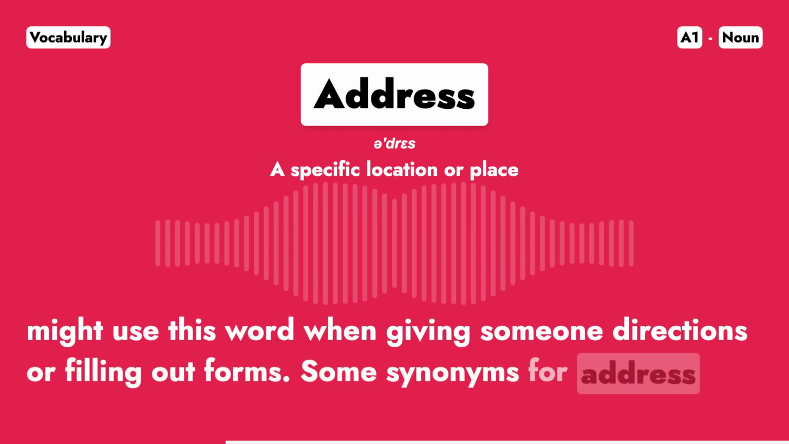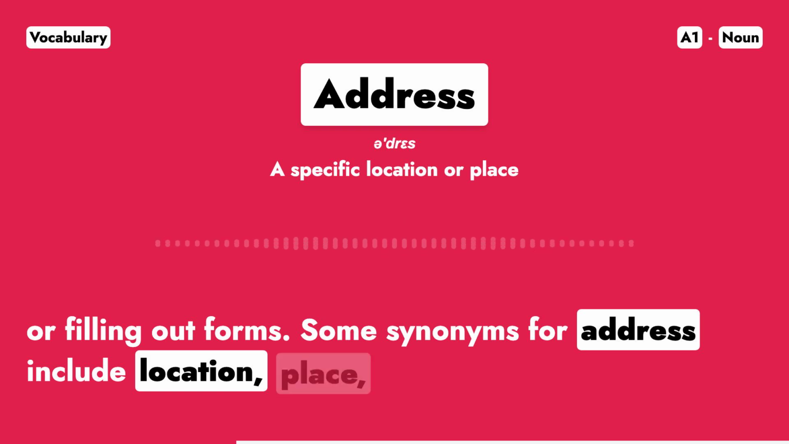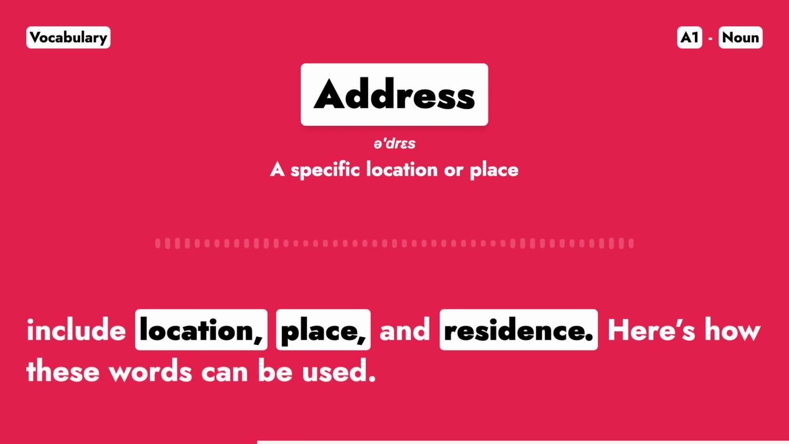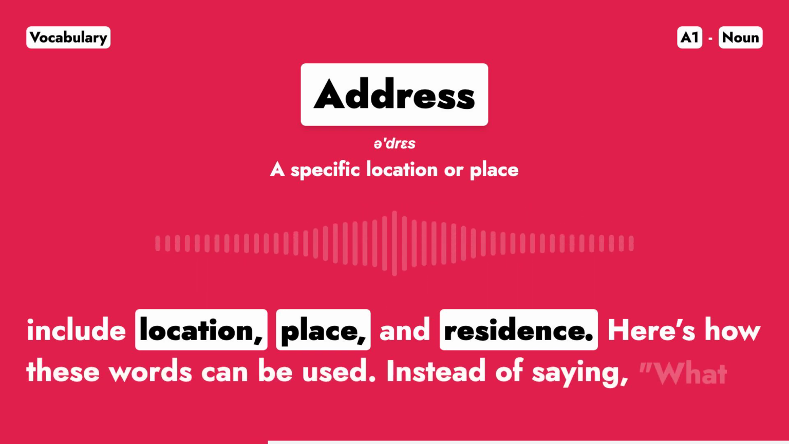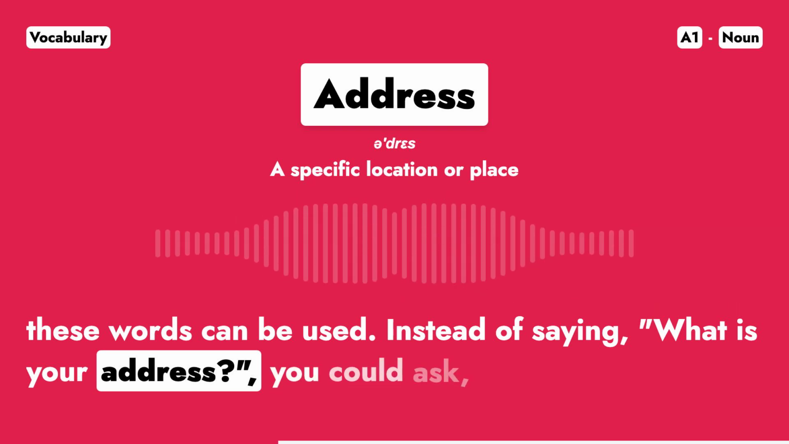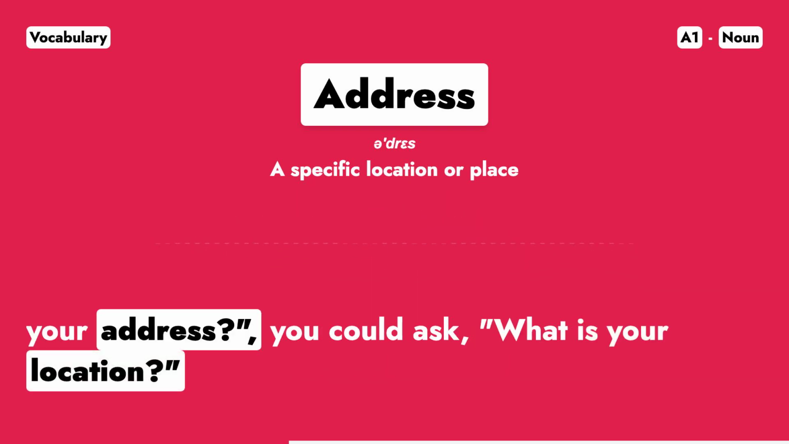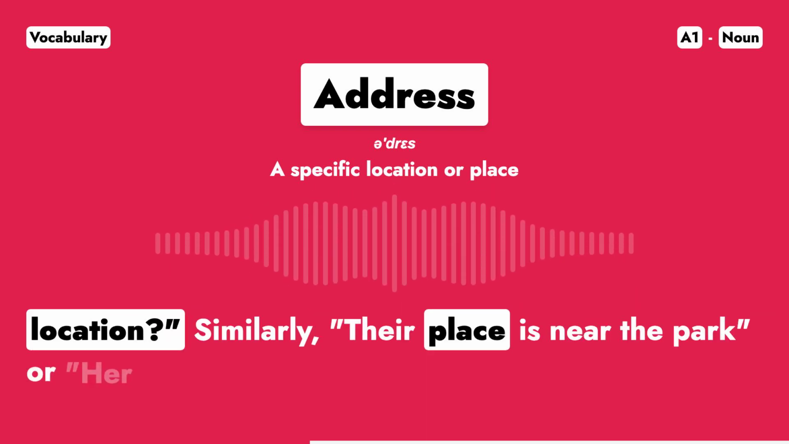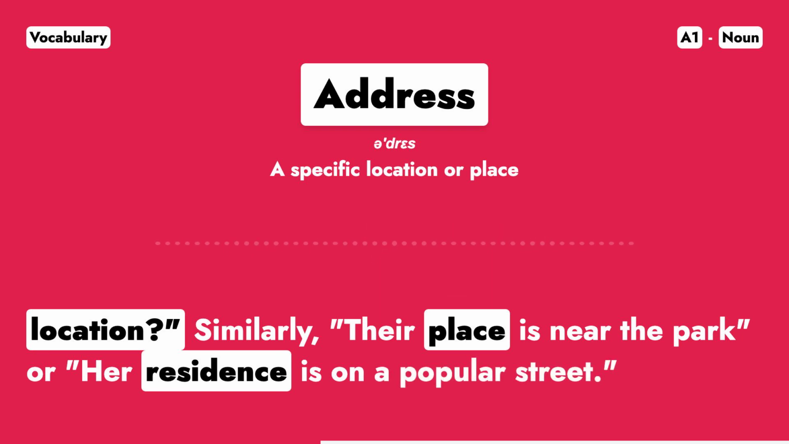Some synonyms for address include location, place, and residence. Here's how these words can be used. Instead of saying, "What is your address?" you could ask, "What is your location?" Similarly, their place is near the park, or her residence is on a popular street.